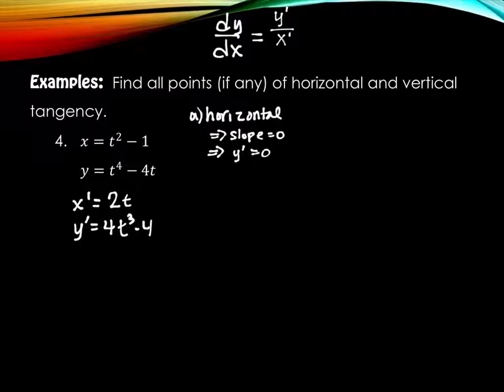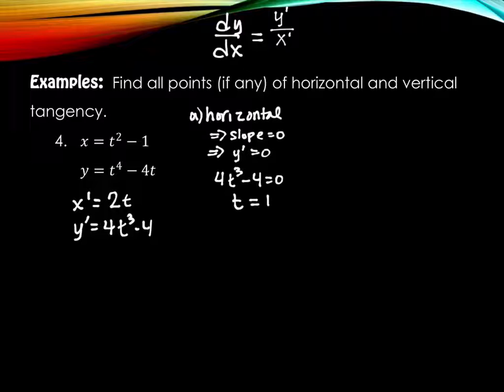Well, we know y prime. We just found it, right? My y prime, 4t cubed minus 4, would have to equal 0. So we're going to solve that. If you simplify and so forth, what is t going to be? 1. t is 1. Okay, that is not the answer to the question.